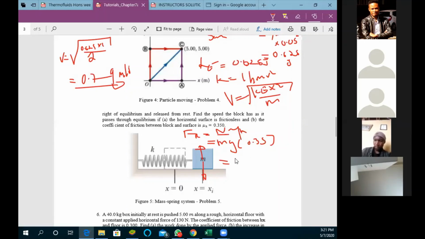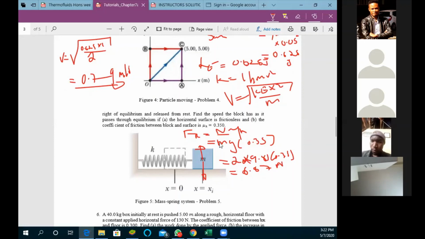Just be quick, we're left with about 1 minute. We can punch this in: it's 2 times 9.81 times 0.35. What do you get? 6.87. Okay, thank you. Newtons, right?